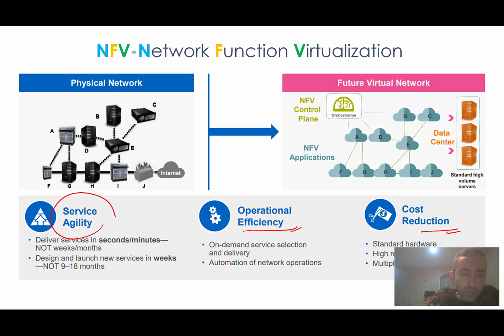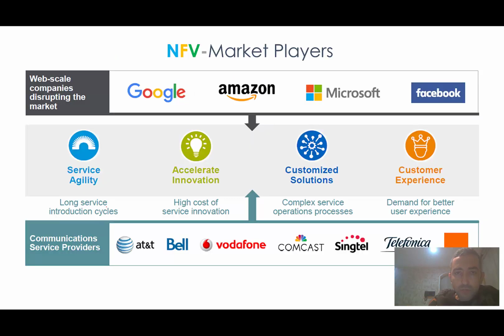For example, in service agility, you deliver services in seconds or minutes, and you will see some real cases in the next slides, and not weeks and months. Design and launch new services in weeks. Operational efficiency means on-demand service selection and delivery, so the service delivery is very fast, with automation of network operation. And at last, cost reduction: standard hardware, high resource utilization, and multiple vendors.